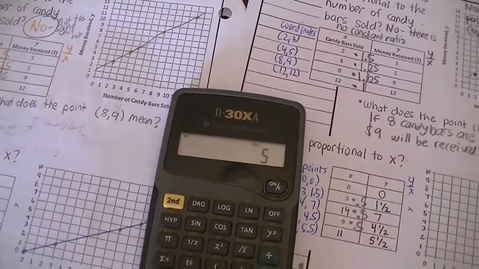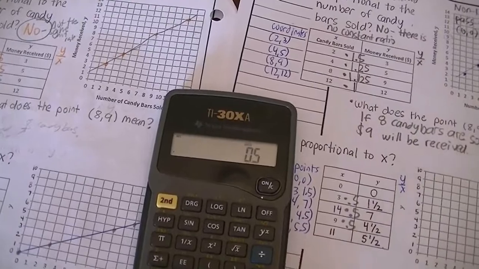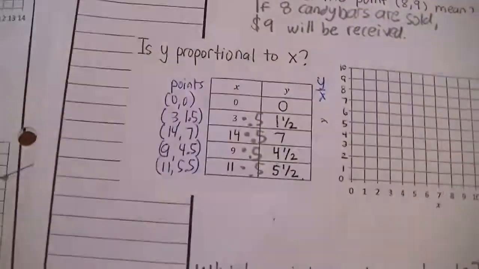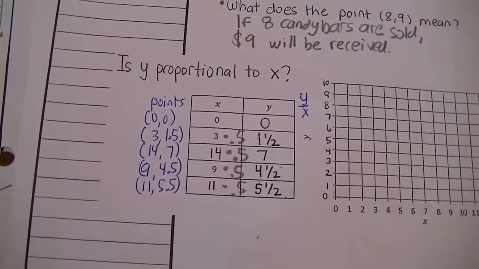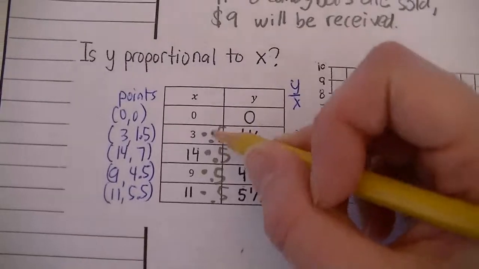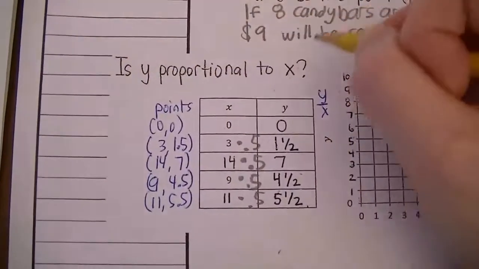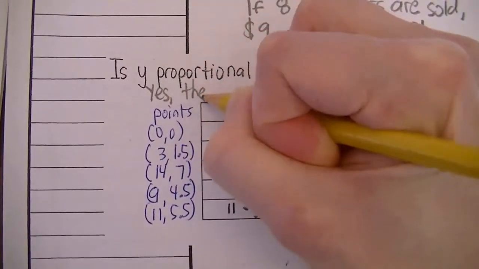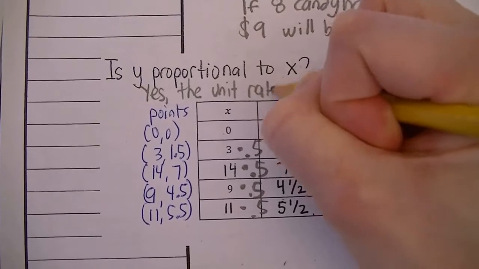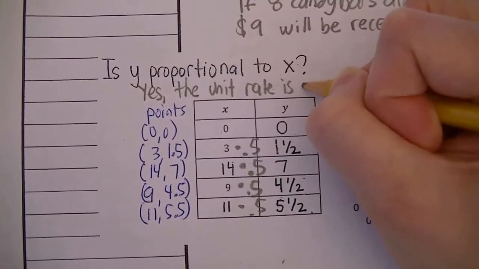5.5 divided by 11. Okay, so our unit rate is 0.5 or 5/10, or 1/2. That all equals each other. So this is proportional. Yes, it's proportional because the unit rate is 1/2 or 0.5.